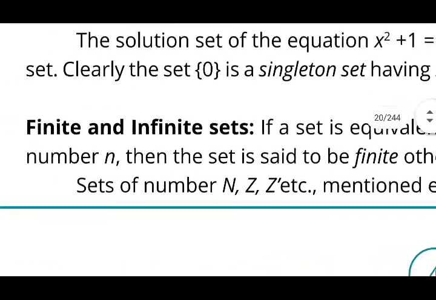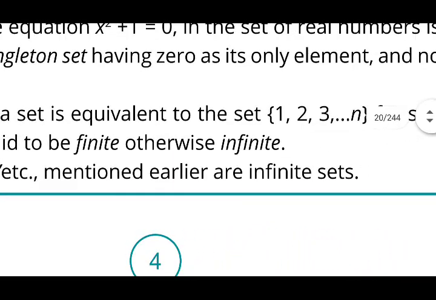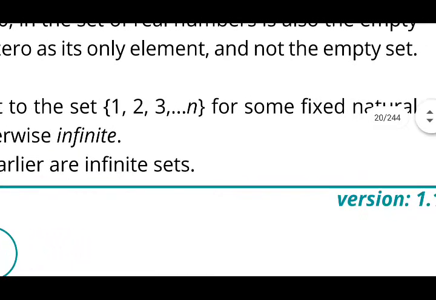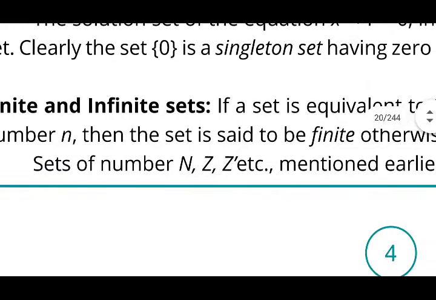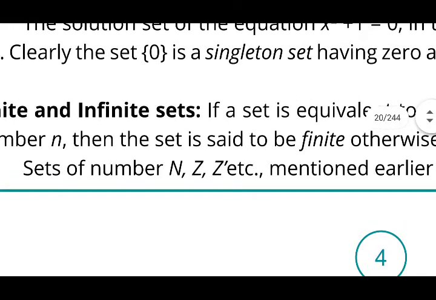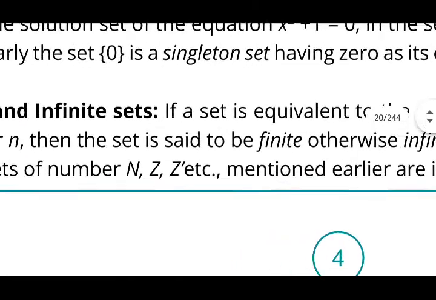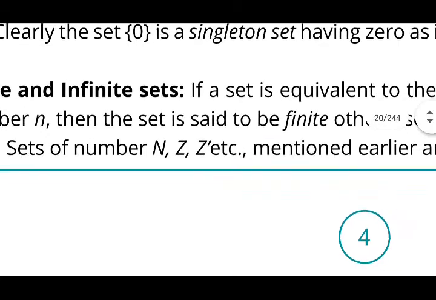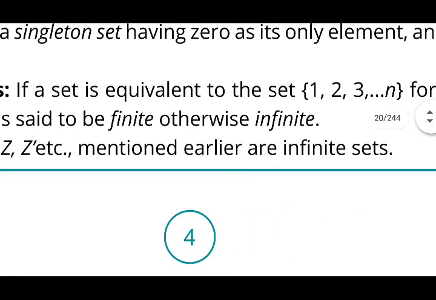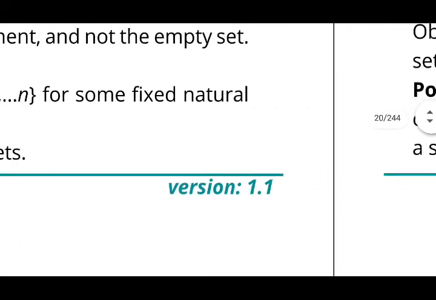Next is finite and infinite sets. If a set is equivalent to the set {1, 2, 3, up to n} for some fixed natural number n, then the set is said to be finite, otherwise infinite. The sets N and Z mentioned earlier are infinite sets because there is no endpoint for these two sets.